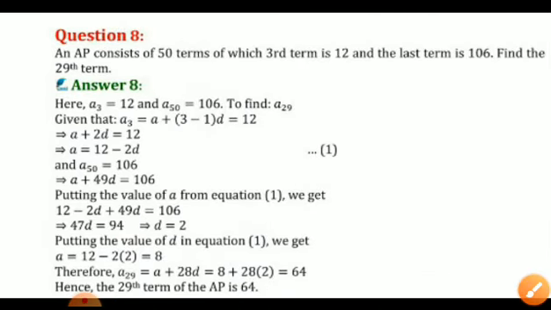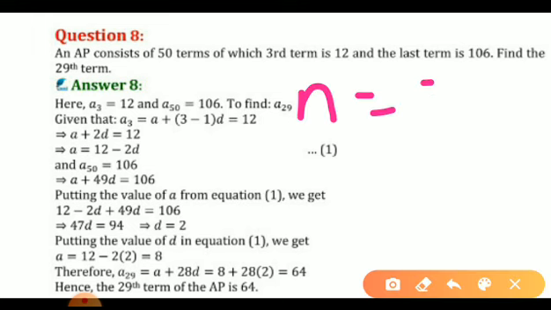Now see the next question. The 8th question: an AP consists of 50 terms. See, while reading the question itself, try to get in your mind what is given to you. If it consists of 50 terms, that means I have been given the value of n as 50.